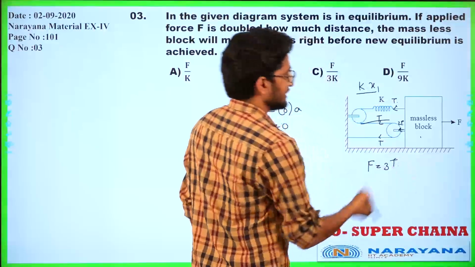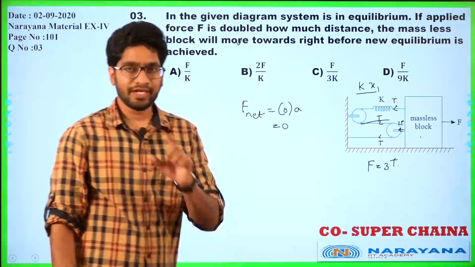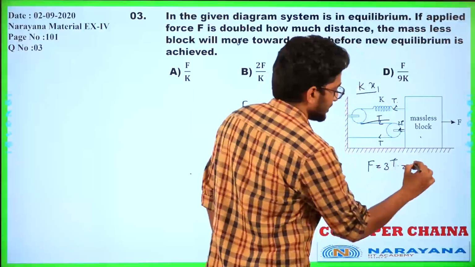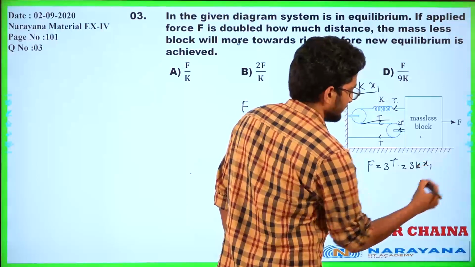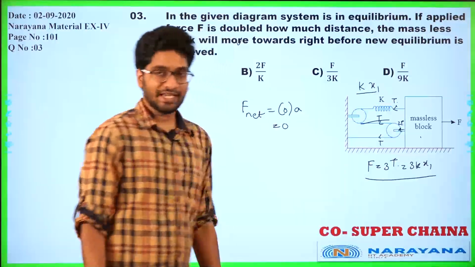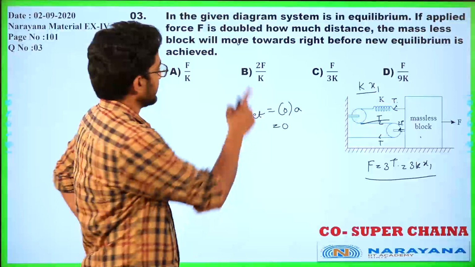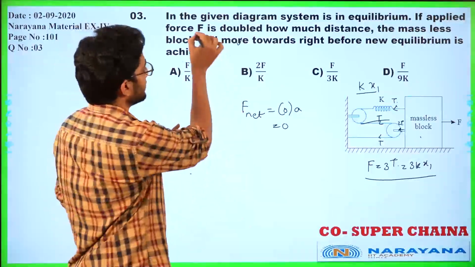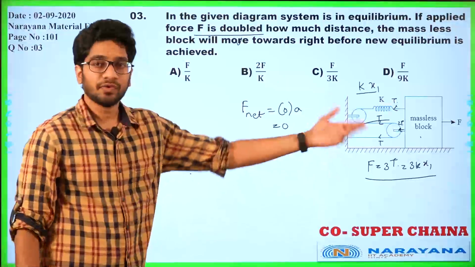And what is T? T is the tension in the spring. If it has an expansion x1, the tension is K into x1. So initially this is the condition given. Force is 3kx1 or 3T. Now what happened? The massless block will move towards the right before the new equilibrium is achieved if the force is doubled. Now the force is made 2F.